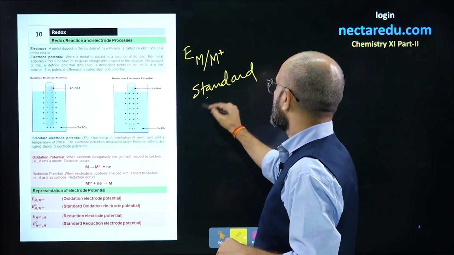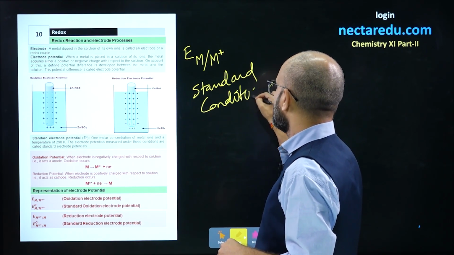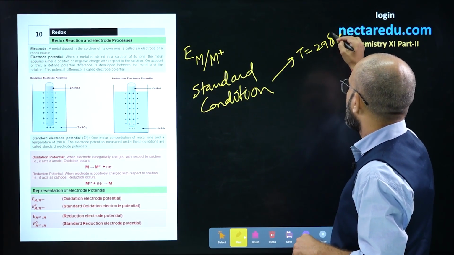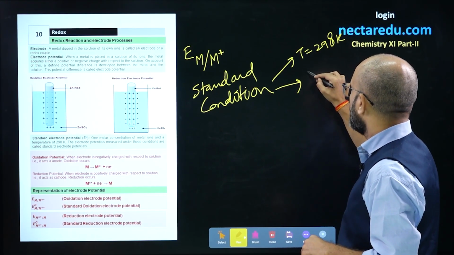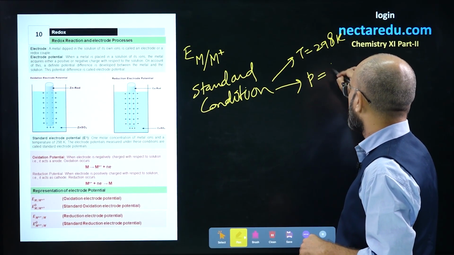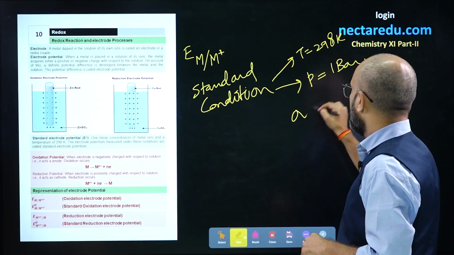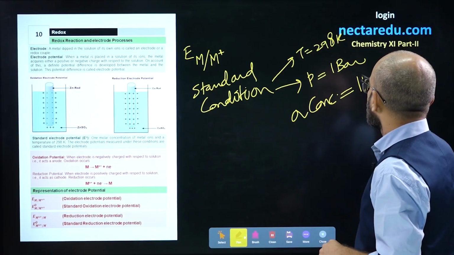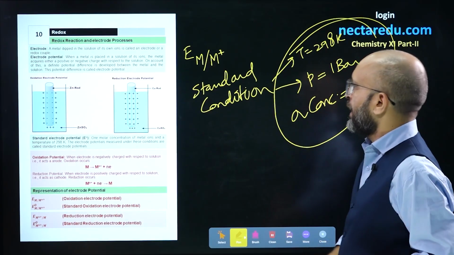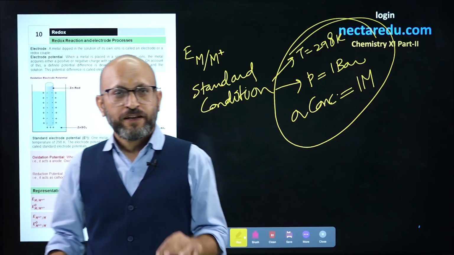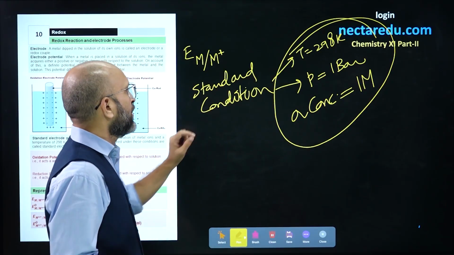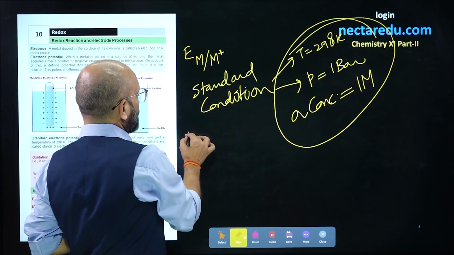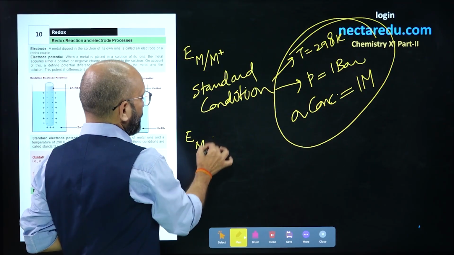The standard conditions are temperature 298 Kelvin, and pressure, partial pressure equal to 1 bar, or concentration of a particular ion equal to 1 mole. These are standard conditions. If we are measuring electrode potential under these standard conditions, you will write it differently than under normal conditions.